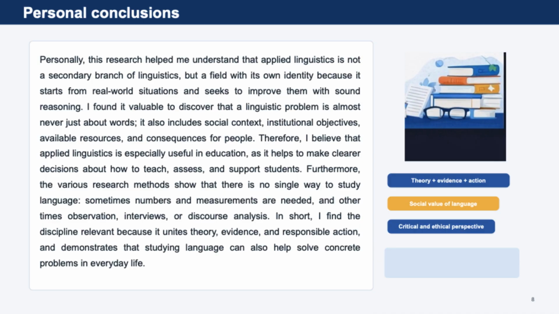Applied linguistics not only studies language in its theoretical form, but also focuses on the real-world problems that affect people. It is a dynamic and flexible discipline that combines practice and theory through qualitative, quantitative, and mixed methods to obtain effective solutions. It is fundamental both for education and for improving communication in various areas of daily life.